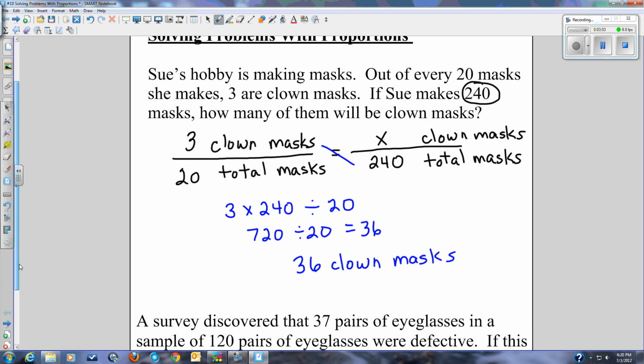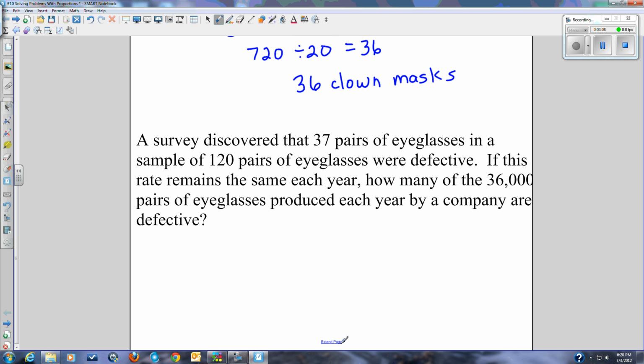Now moving on to the next problem. A survey discovered that 37 pairs of eyeglasses in a sample of 120 pairs of eyeglasses were defective. If this rate remains the same each year, how many of the 36,000 pairs of eyeglasses produced each year by a company are defective? So let's start off with what we know. We know that 37 pairs of eyeglasses out of 120 pairs are defective. So let's write that down.